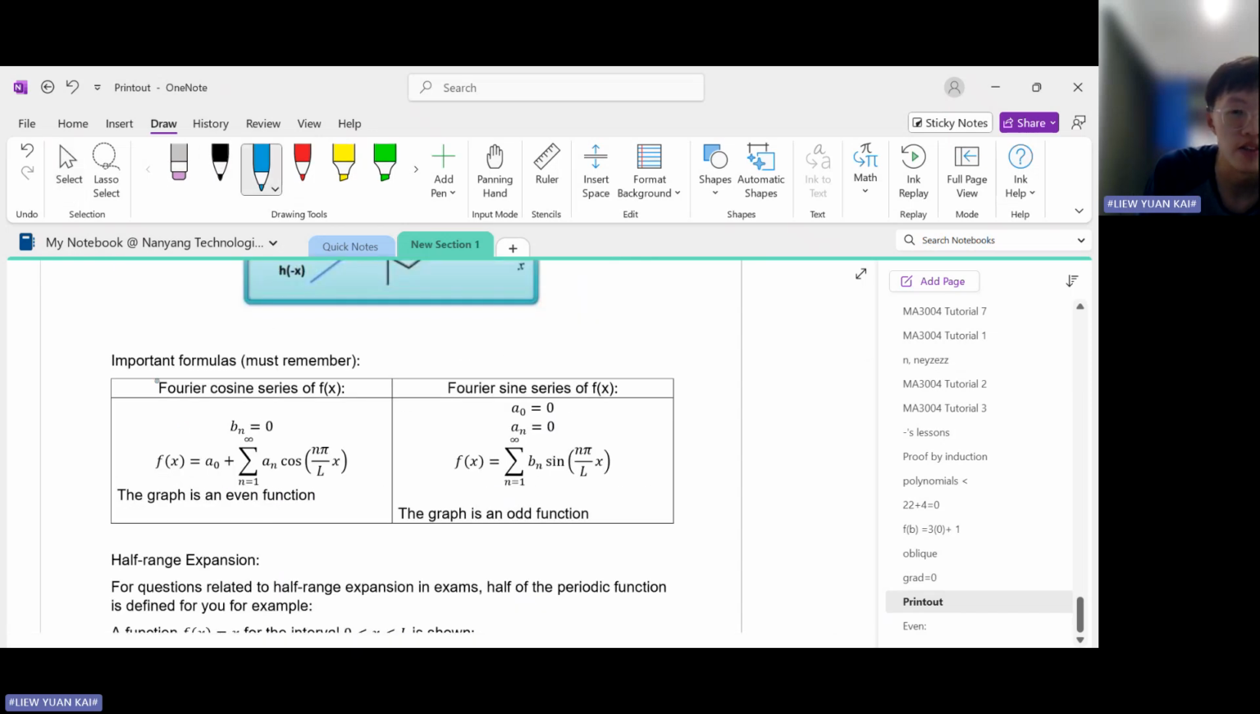So the definition of Fourier cosine series of a function. You are given a periodic function. If I want the Fourier cosine of f of x, we go back to the Fourier series that we talked about last week.